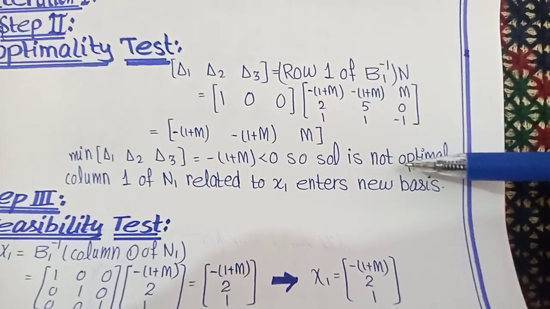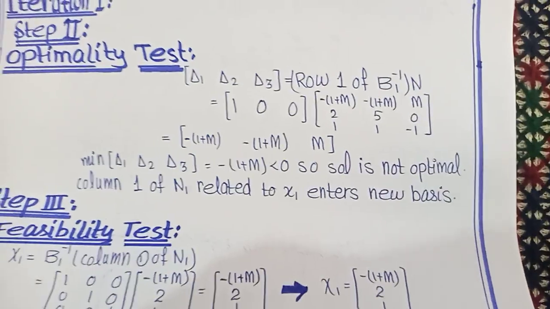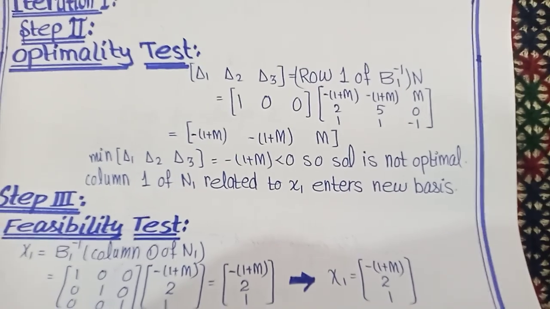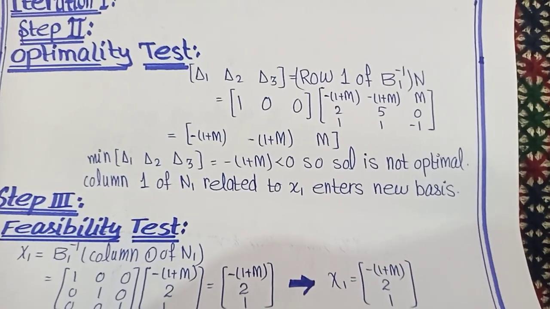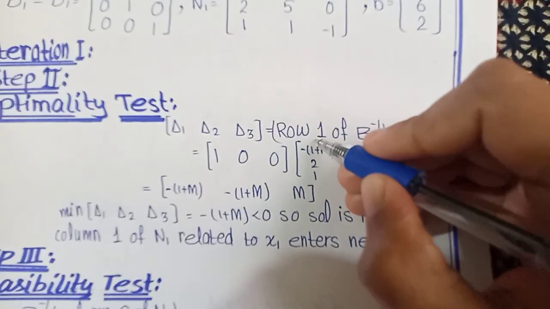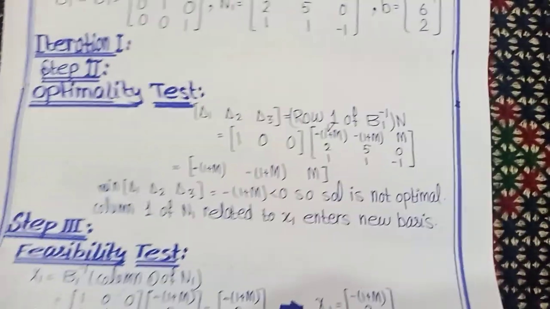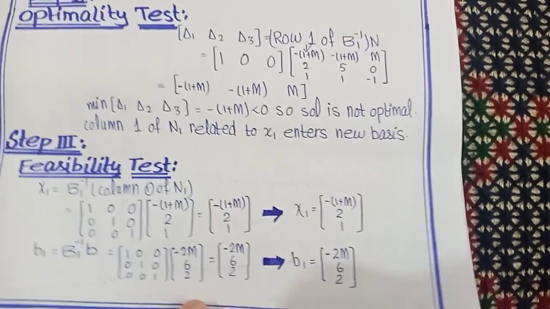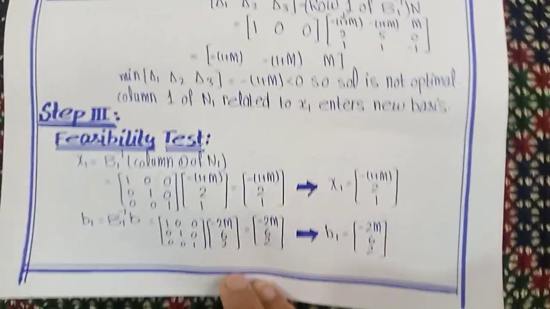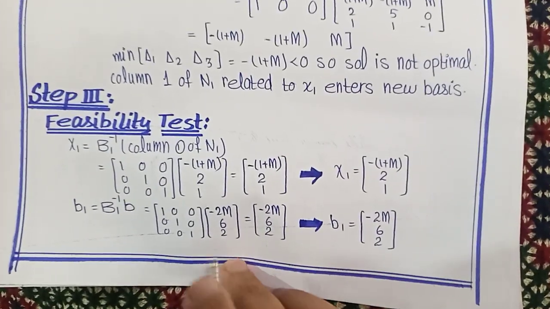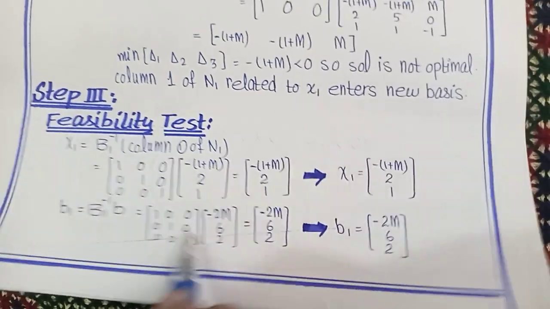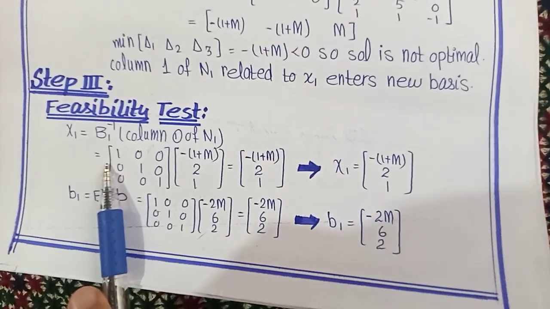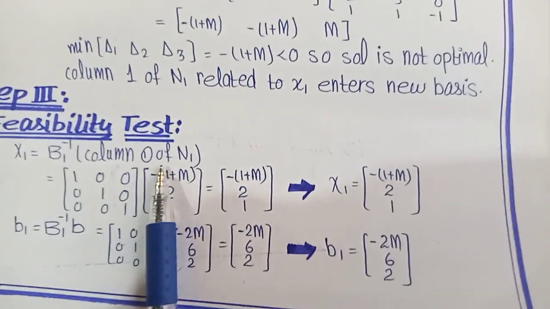So it is not optimal. So column 1 of N1 related to x1 enters as the new basic variable. x1 is the entering variable. Feasibility, to check it, do the minimum ratio test. x1 is equal to B1 inverse times column 1 of N1.